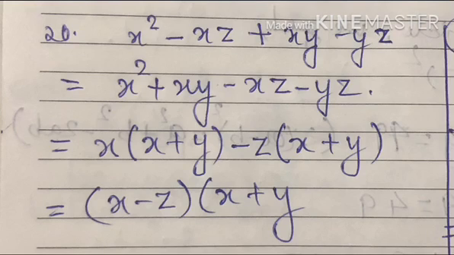The question is x square minus xz plus xy minus yz. Now we take the common factor between the first two terms and the last two terms. x is common in the first two terms and minus z is common in the last two terms. So we write x bracket x plus y minus z bracket x plus y. Now x plus y is common, so we write x minus z bracket x plus y, or you can also write x plus y bracket x minus z.